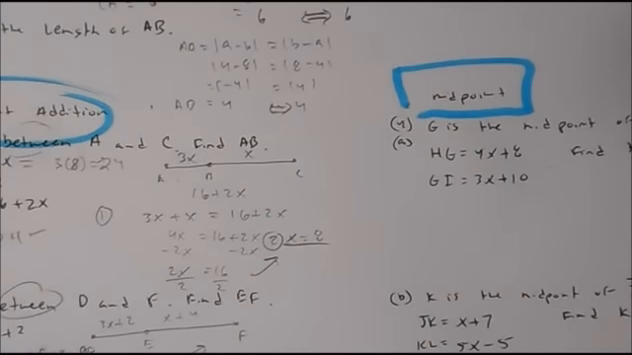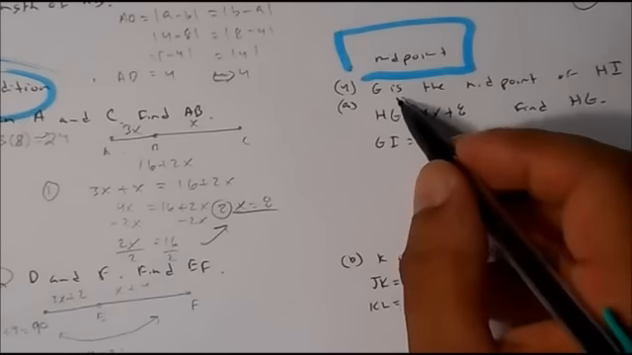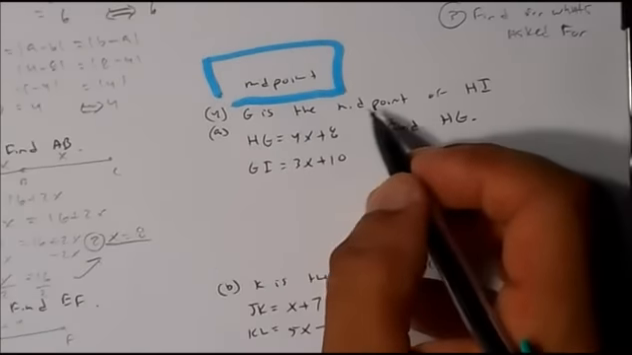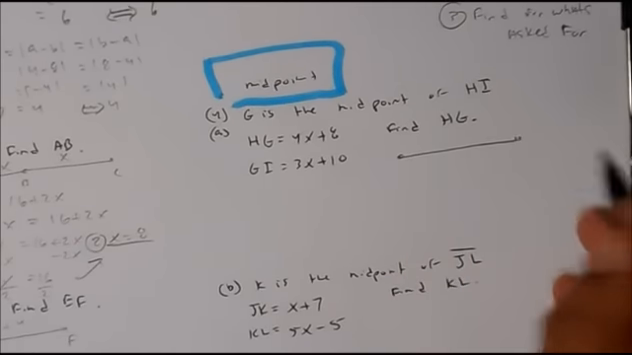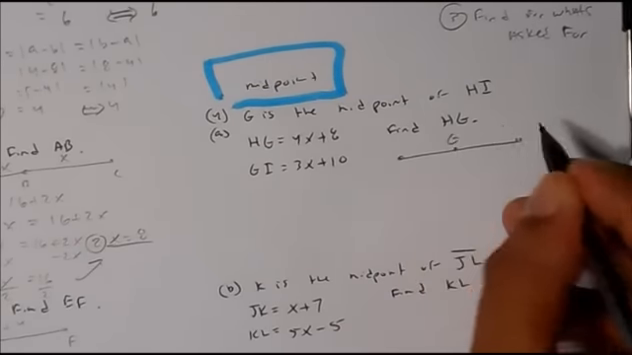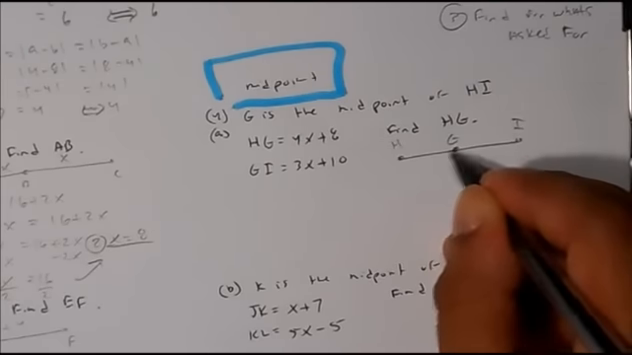Alright, so let's start sketching out and understanding our problem. G is the midpoint of HI. So it's going to go G, H, I. So G here is at the middle, the very middle.